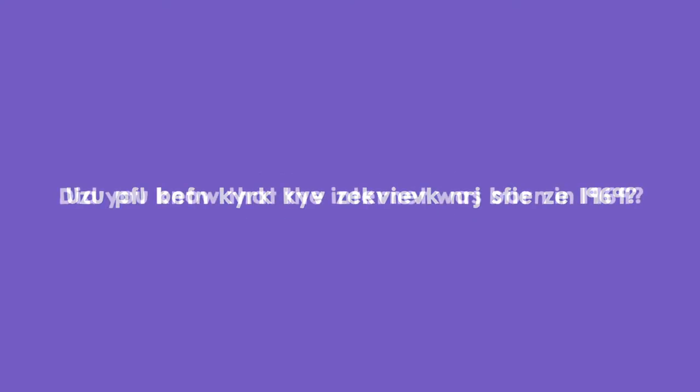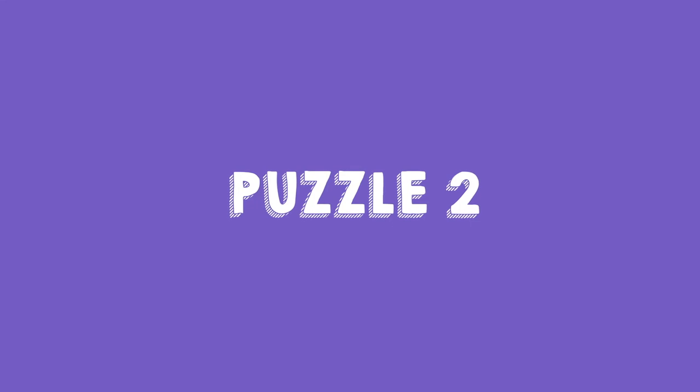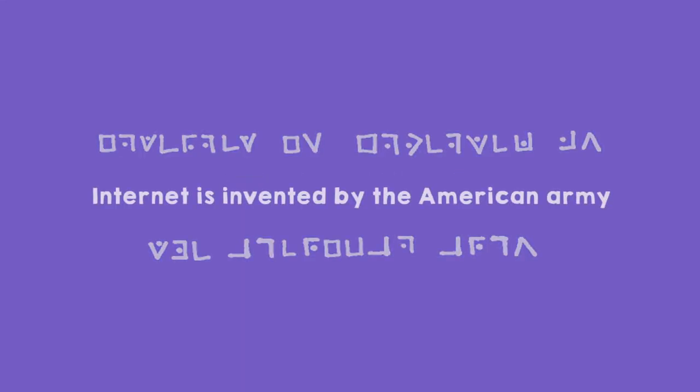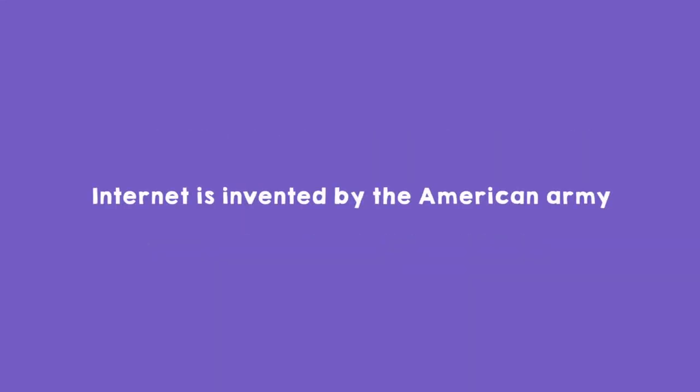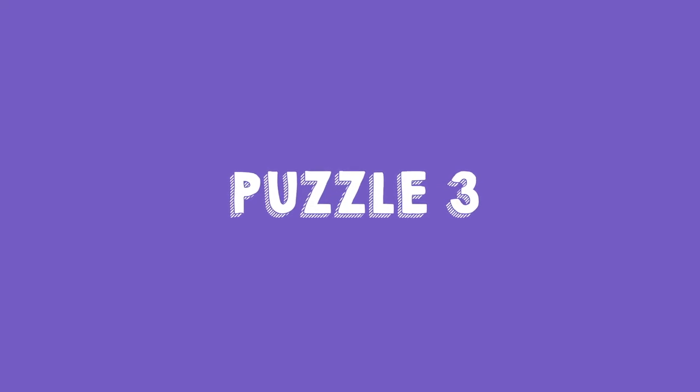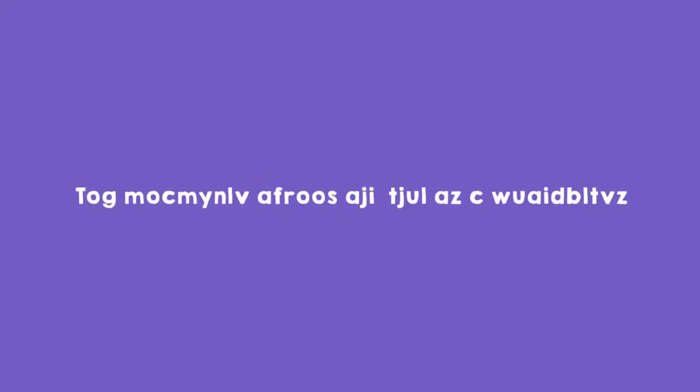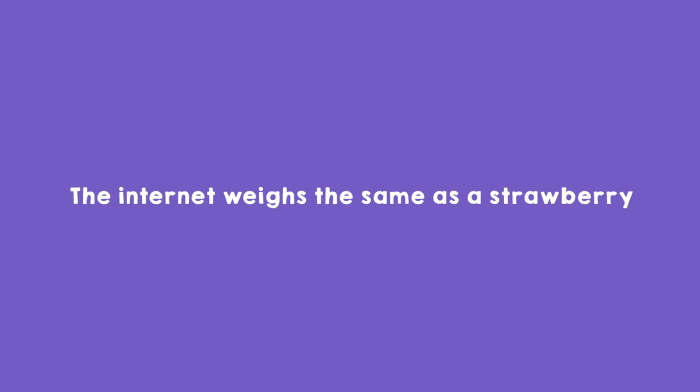Were you able to decrypt this code too? Well done. Now for the solutions. Puzzle 1. Did you know that the internet was born in 1969? Puzzle 2. Internet is invented by the American Army. Puzzle 3. The internet weighs the same as a strawberry. That is the combined weight of billions of electrons of data in motion on the web.